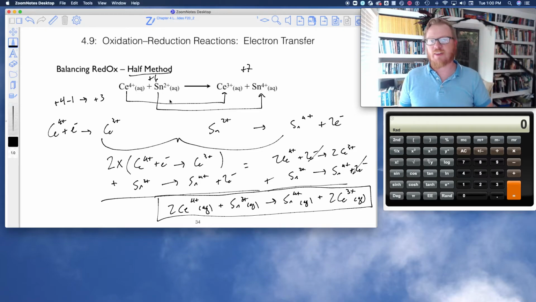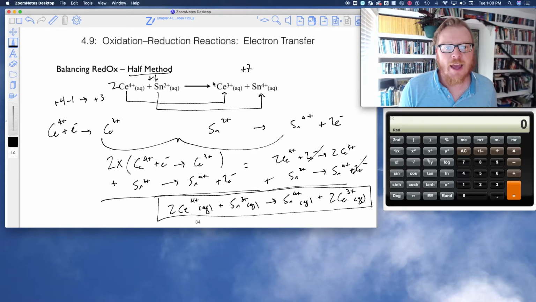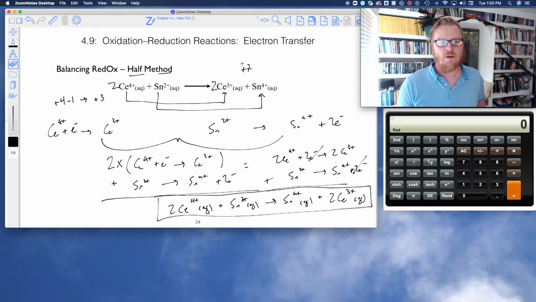Straight away, if we looked at that and recognized that the charges have to be balanced too, we would have seen that it was not balanced. So when we put a 2 here and a 2 here, now let's see what happens. So now I've got 2 times 3 is 6 plus 4 is 10. And over here I've got 2 times 4 plus 2 is also 10.